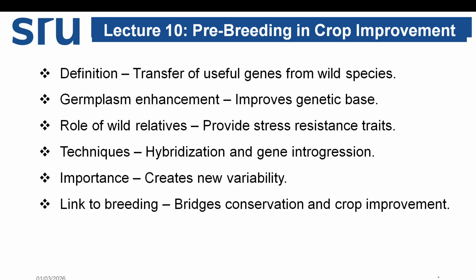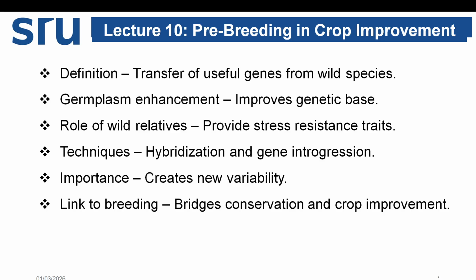Okay. The 10th lecture is pre-breeding. Generally we think of what breeding means. Everyone will say crossing between two parents to get a hybrid. But developing superior parents for the development of a hybrid is the most important thing. That process is called pre-breeding. It is the transfer of useful genes from wild species into cultivated ones. Pre-breeding is also called germplasm enhancement.